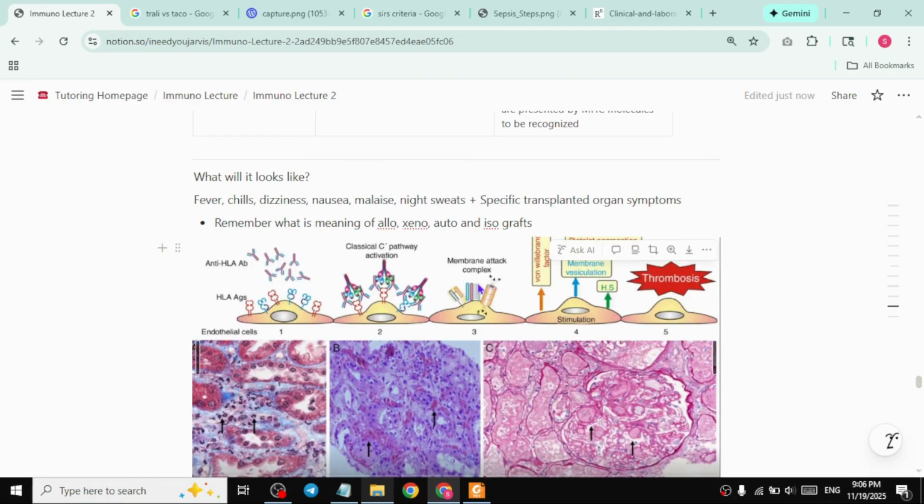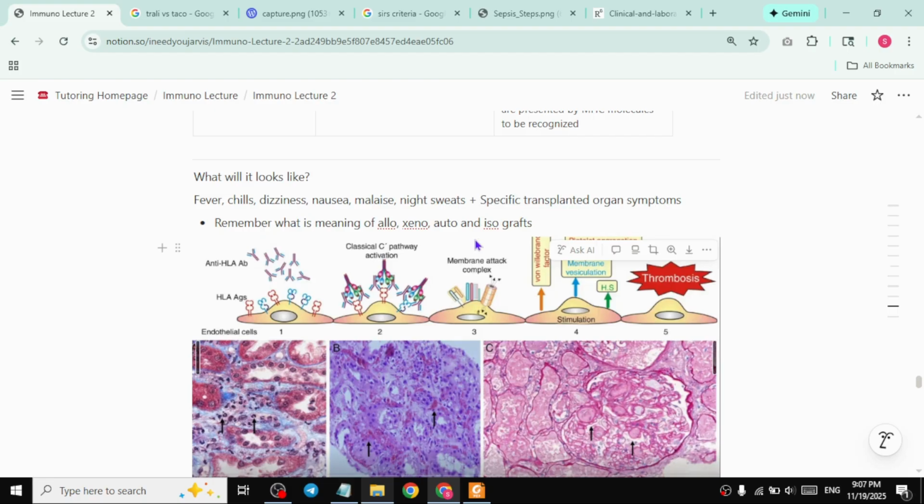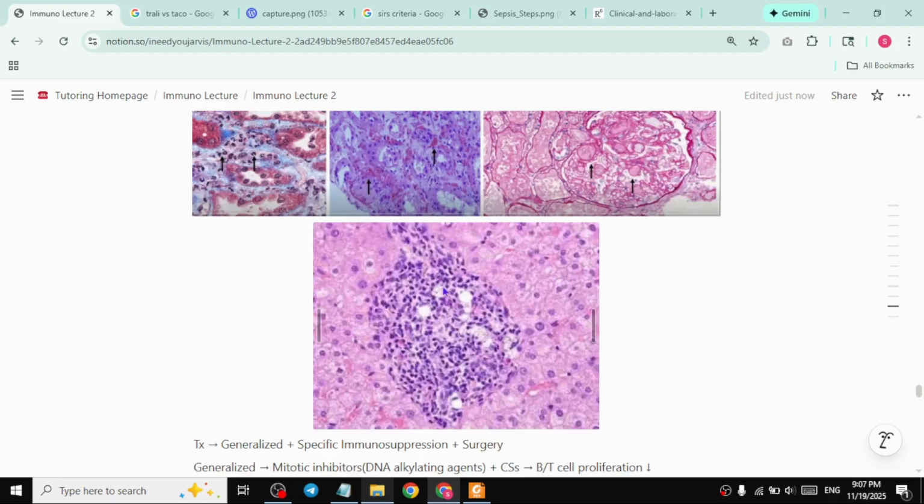Okay. Last thing is remember the meaning of all these: allografts, xenografts, autografts, isografts, right? Just Google it. You're going to be fine. It's not that hard, right? Isograft means I'm taking it from a twin. Autograft means I'm taking it from myself. Xenograft means I'm taking it from an animal. Allograft means I think it's like a sibling, right? So that's what all of this means. So just make sure you review that.